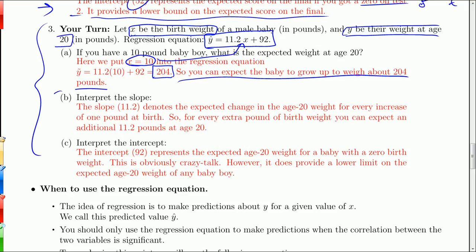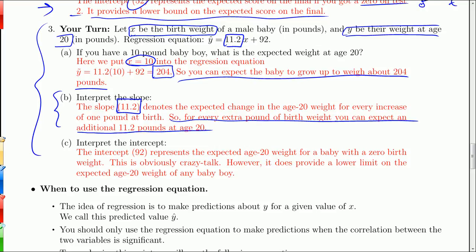Interpret the slope. The slope in this case is 11.2. So what does that mean? That's a tricky one. For every extra pound of birth weight, you can expect an extra 11.2 pounds at age 20. So for every extra pound of birth weight, you can expect an additional 11.2 pounds at age 20.